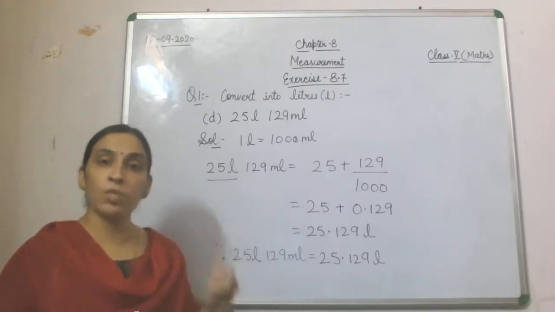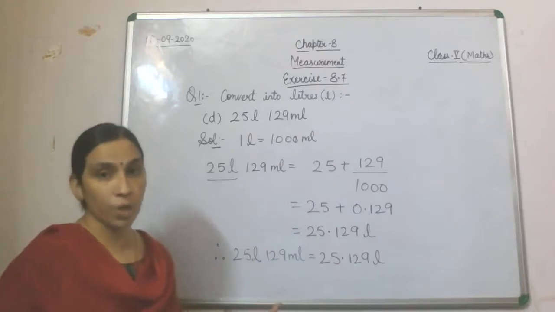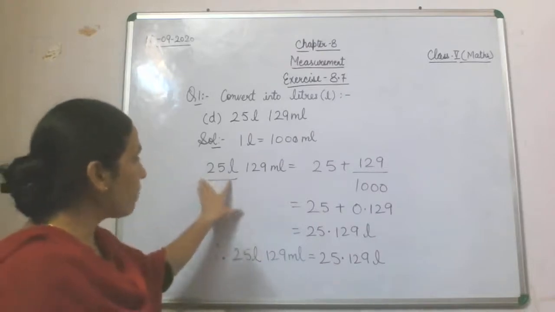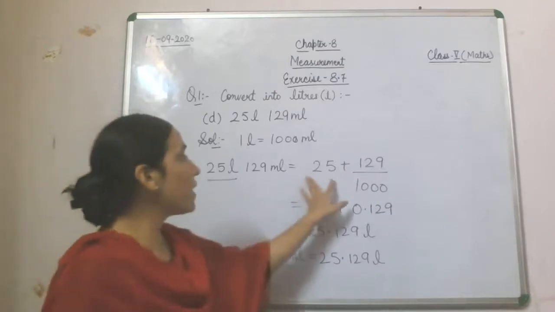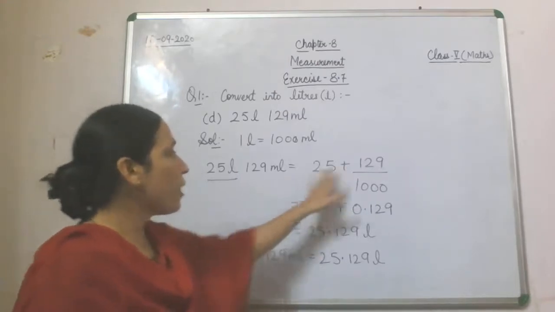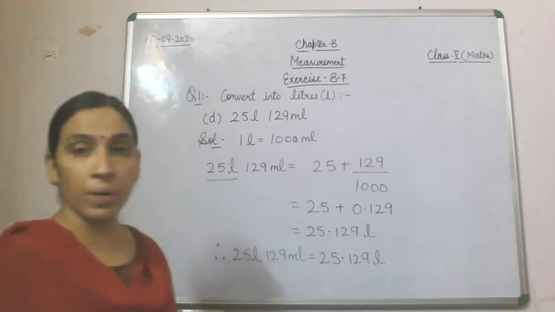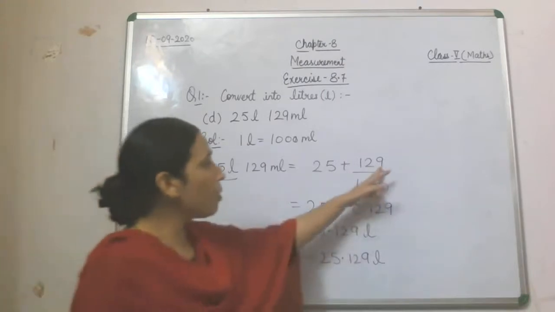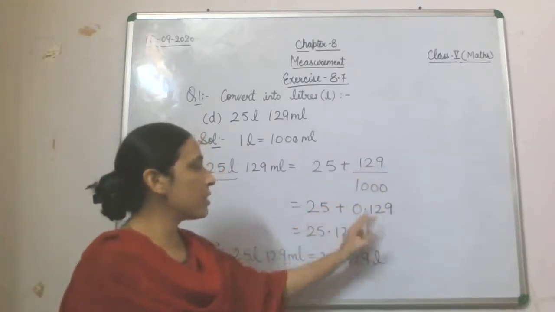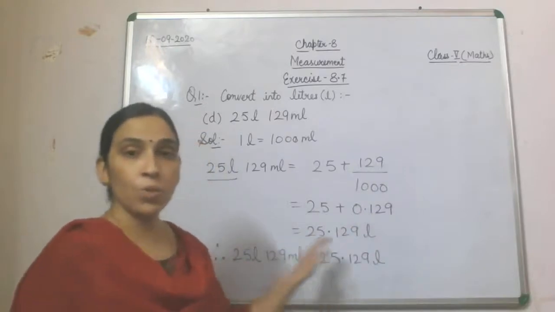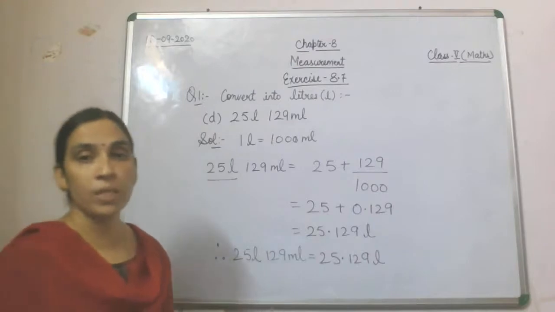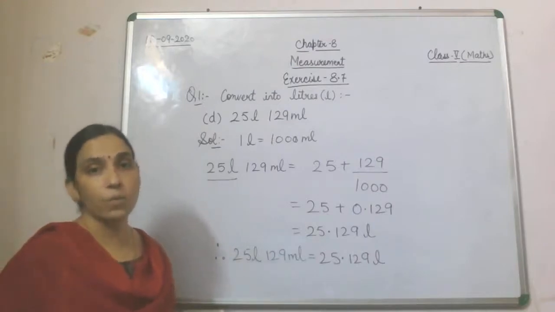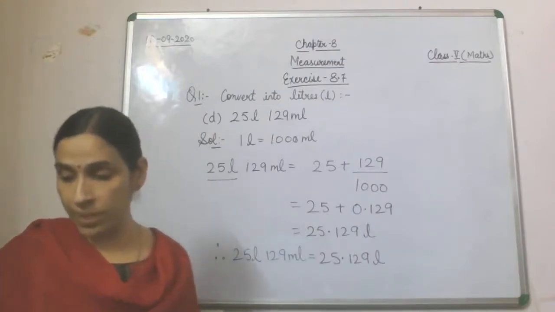So the part which is already in liter, we will not convert. See, this 25 which is already in liter, we will not convert. This 25 we will write as it is, plus 129 will be divided by 1000. So we'll count from the back 1, 2, 3 and we'll put the decimal over there, is equal to 25.129 liters. So with this we have done conversion of capacity.